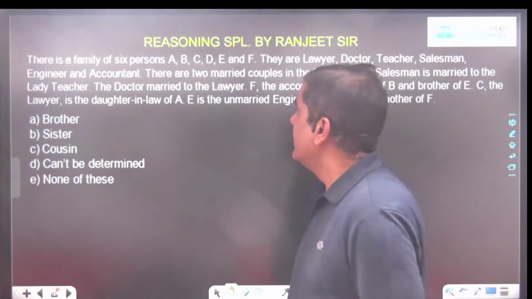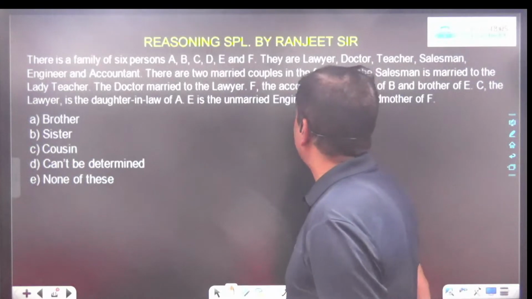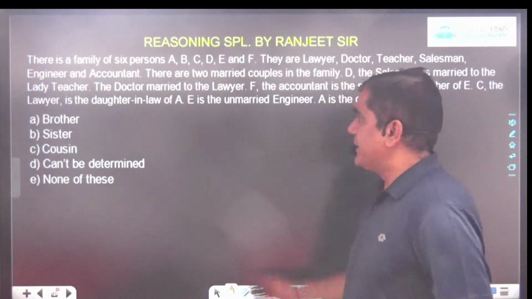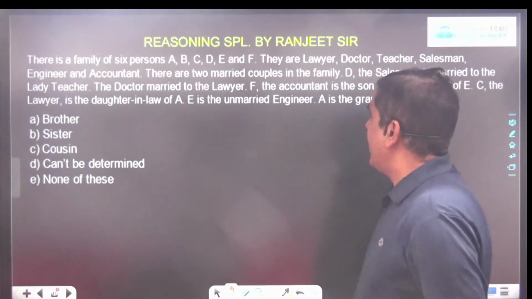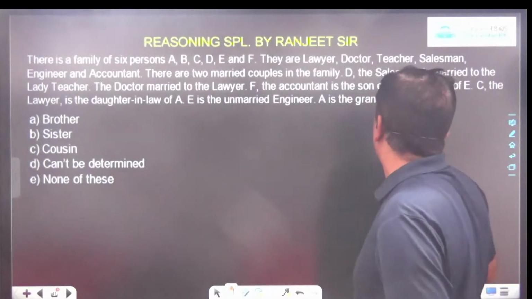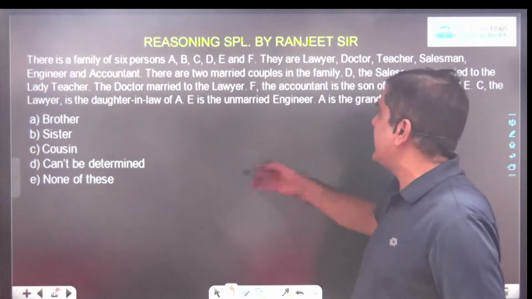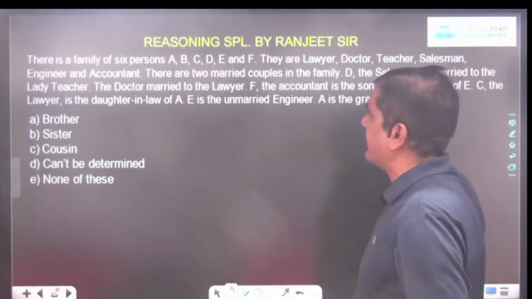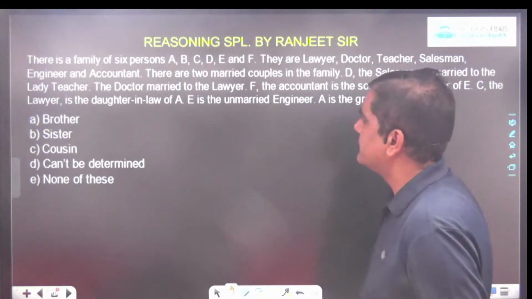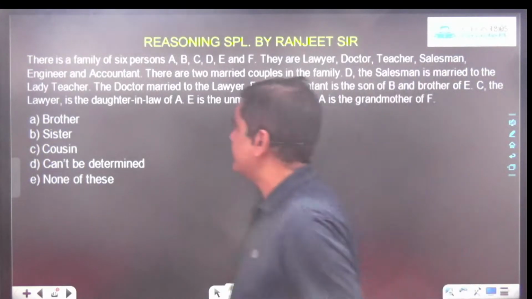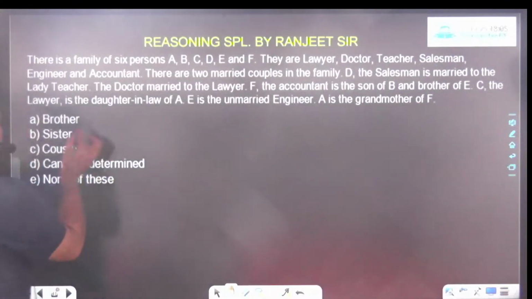Okay. Now they are saying there are 2 married couples in the family. D, the salesman, is married to lady teacher. The doctor is married to lawyer. F, the accountant, is the son of B and brother of E. C, the lawyer, is the daughter-in-law of A. E is unmarried engineer and A is the grandmother of F. So what is the question over here? I think the question part is missing.